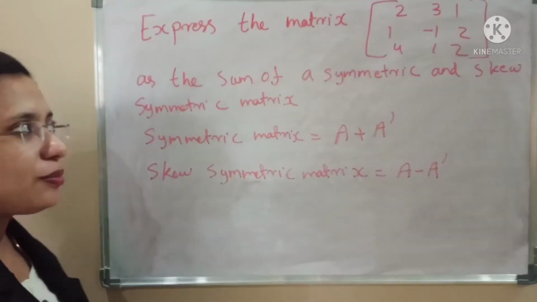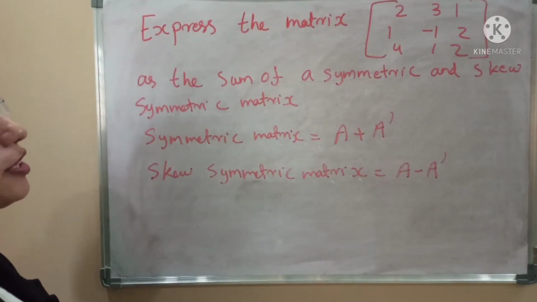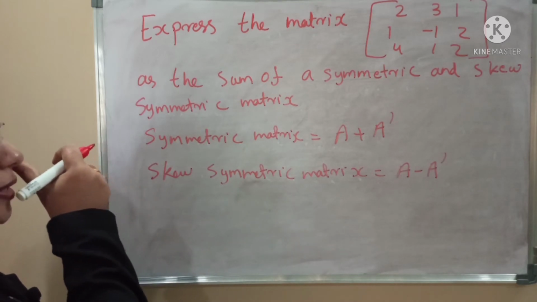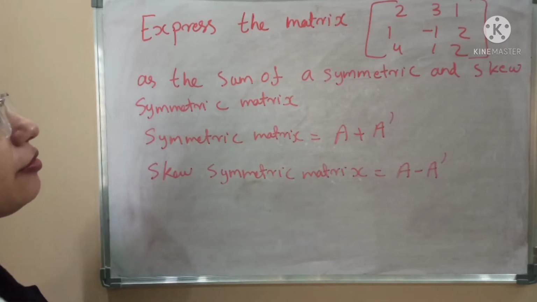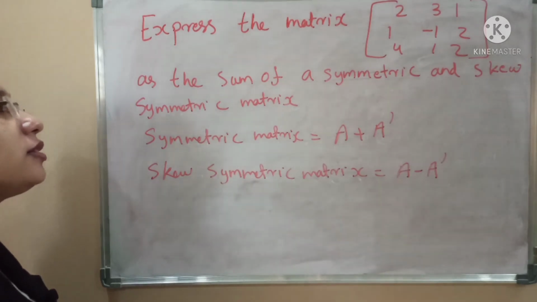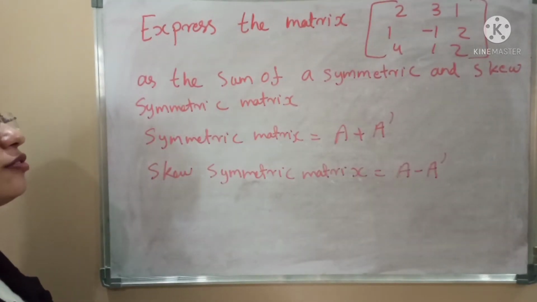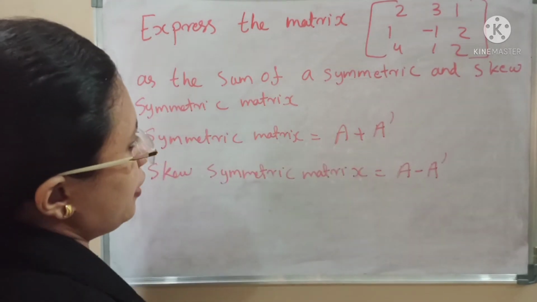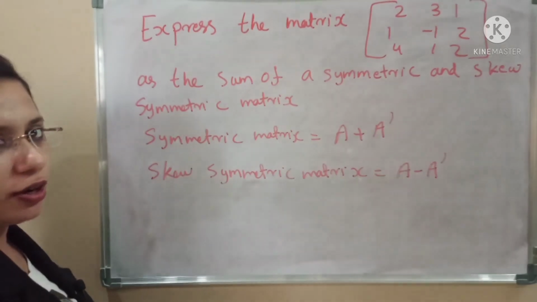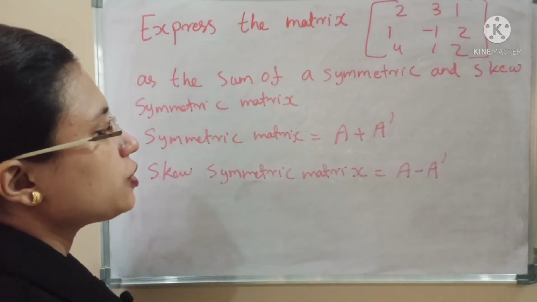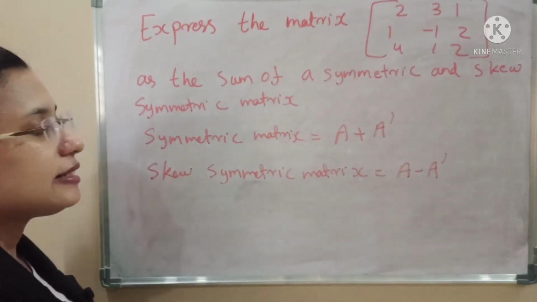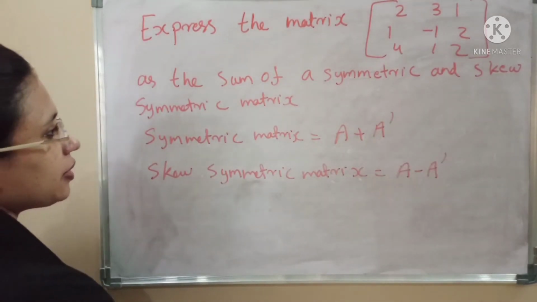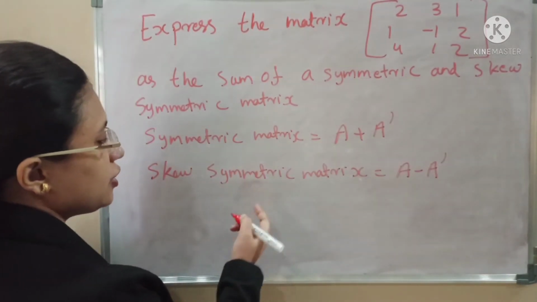So okay. Last problem from chapter matrix. Express the matrix 2, 3, 1, 1, minus 1, 2, 4, 1, 2 as sum of a symmetric and skew symmetric matrix. So symmetric matrix is A plus A dash. Okay, you can note down this. Also, skew symmetric matrix is A minus A dash. So how to express as the sum of these two?